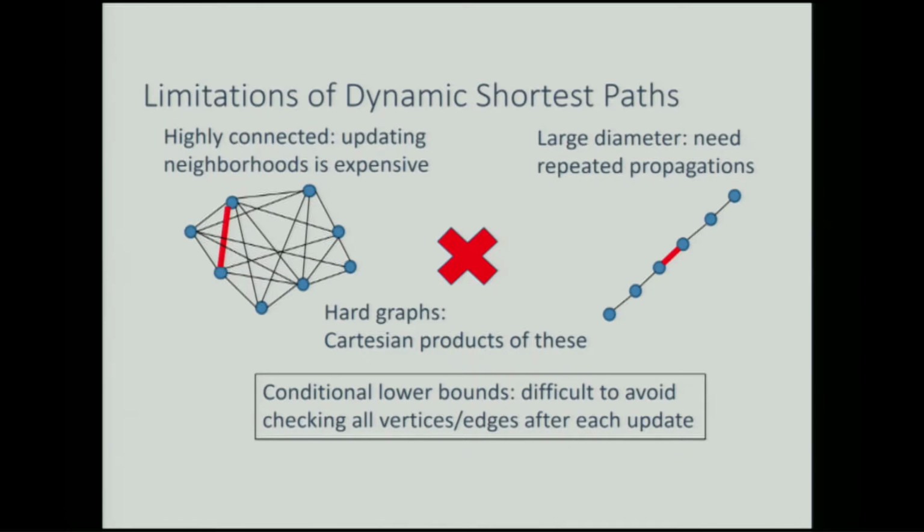The way you can think about these issues is that, first of all, you have the highly connected graph situation, where if you update one edge, it has a large neighborhood. So you need to update everything in its neighborhood. And this becomes expensive. Excuse me, if you want edge disjoint paths, right?